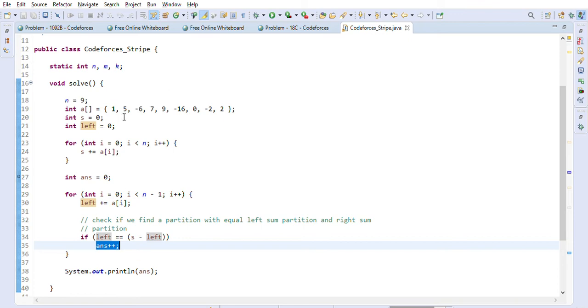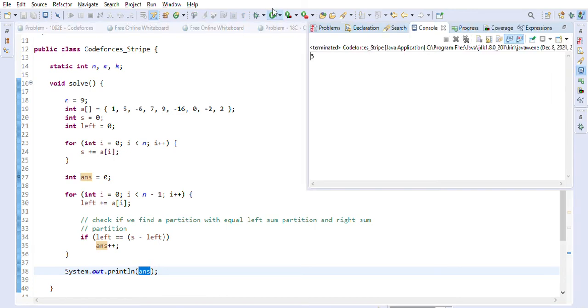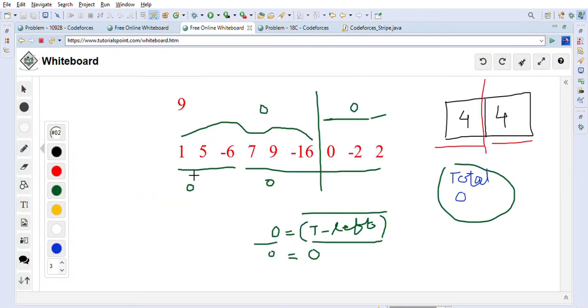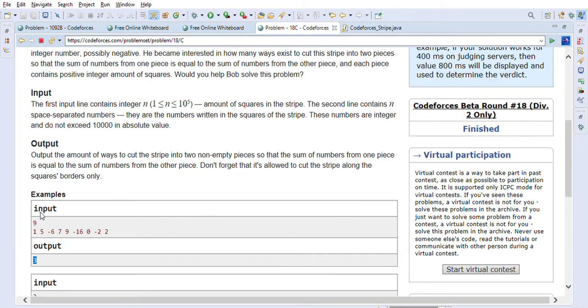So we will go through each of the indices, and whenever we find any index where we can get left and right sum equal, we will increment our count. The answer is the count, basically, in how many ways we can split it into left and right parts so that left sum and right sum are equal. At the end we'll print our answer. So let's execute this. We should get 3 as our answer. So we are getting 3 as our answer, which is the correct answer. This is the same example that we saw, and this is the example that they have given us here.